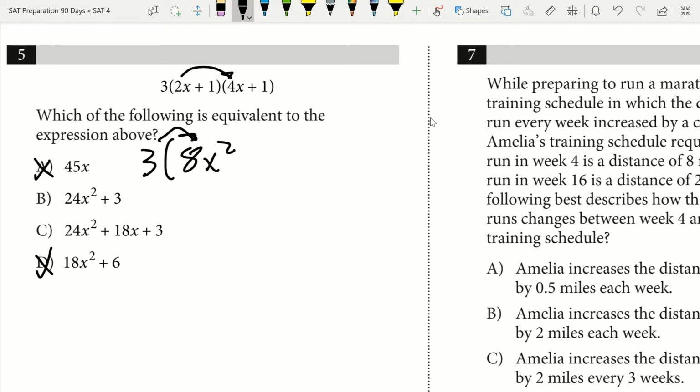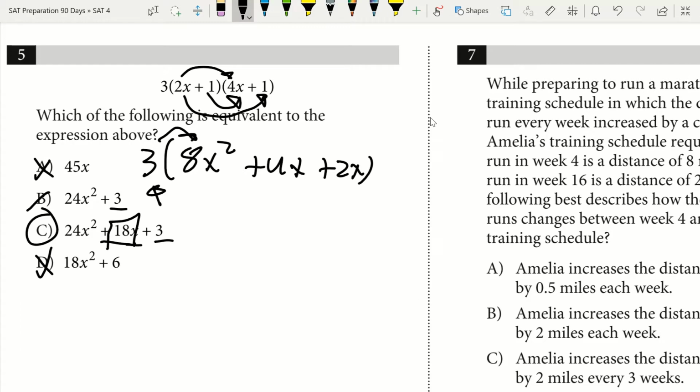Okay, next thing I see is I got to solve for my x term since my constants are the same. Solving for my x term, I'm going to have a plus 4x, and then I'm also going to have a plus 2x. So in total, that gives me plus 6x times this 3 right here, which will give me plus 18x. So my answer there is going to be C.